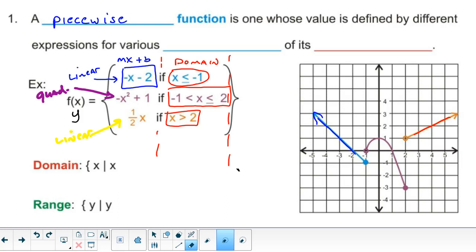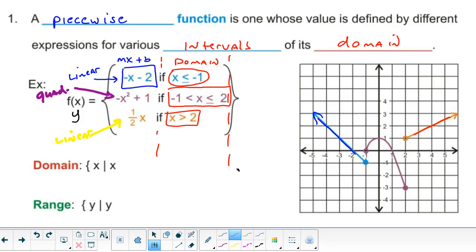All three parts are the one function together. All right? So let's go back and fill in the other two blanks then. A piecewise function is one whose value is defined by different expressions for various intervals of its domain.